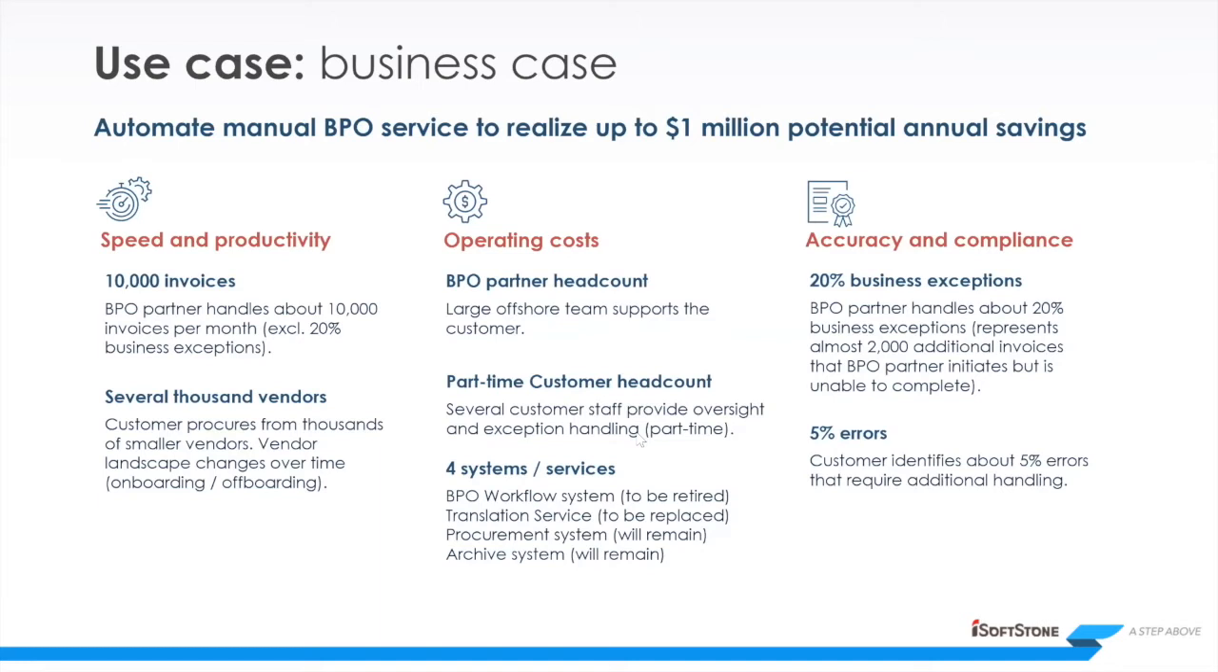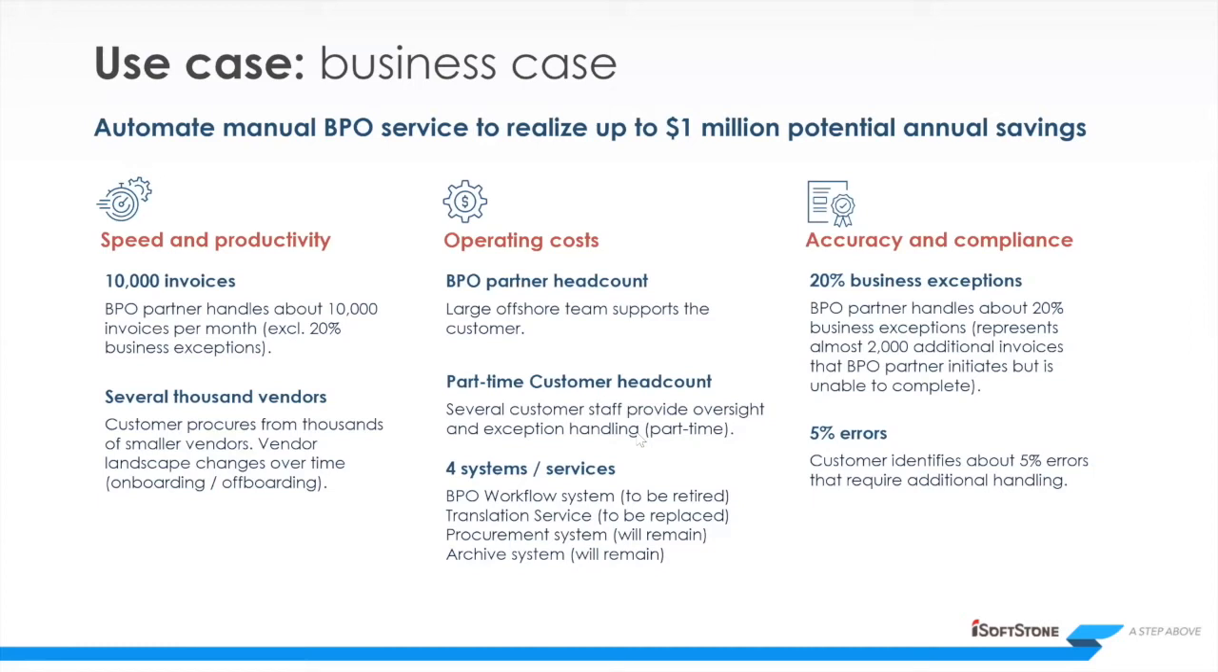So typically, again, if the BPO vendor goes away, the workflow system can be retired, no longer needed. The translation service, as Daniel will describe, can be fully automated, so that's not needed. And obviously a procurement system will still be central and critical to the end-to-end process, same with the archive system for regulatory purposes.